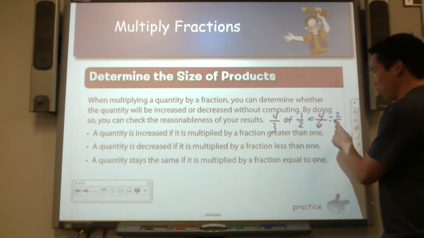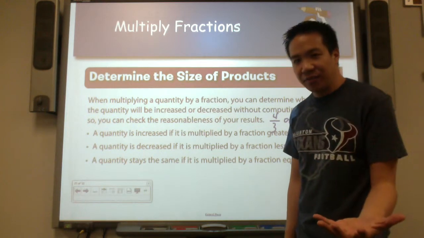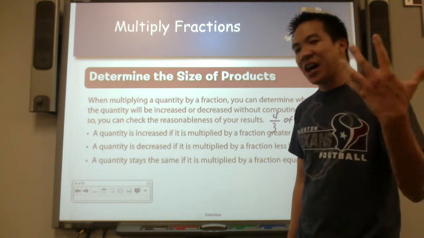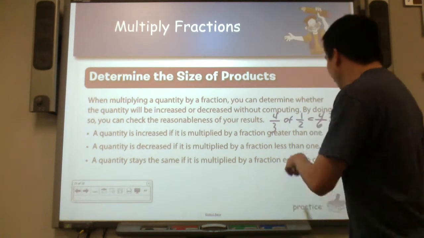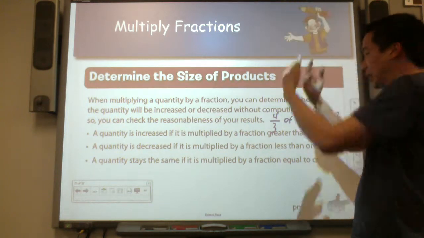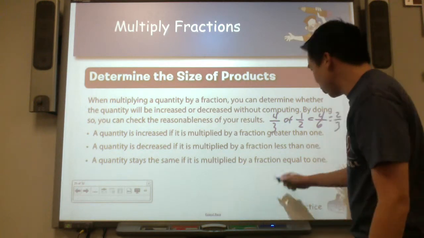Is 2/3 greater than 1/2? Half is 50 hundredths. 2/3 is 66 hundredths with a repeating bar. So it seems as though our quantity increased. Let's try another example. What happens if you had this one step?